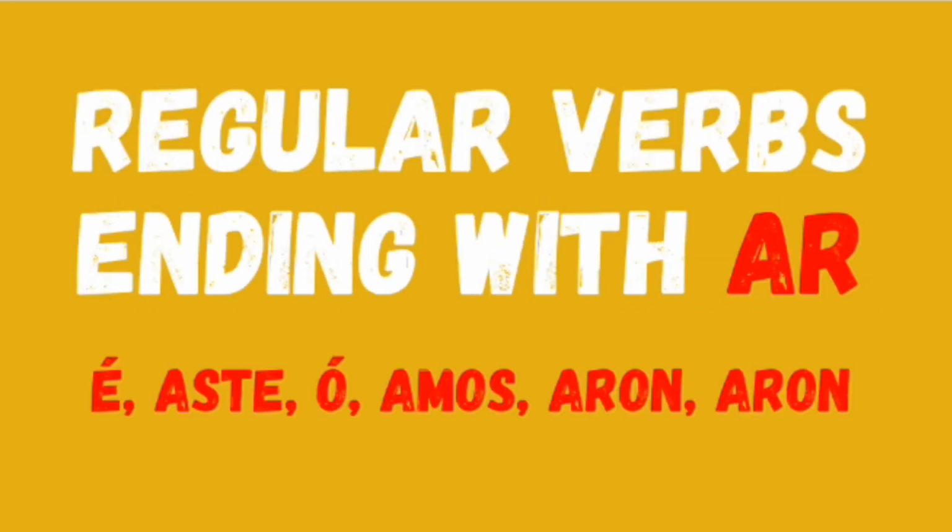First, we have regular verbs ending with AR. Remember, when we have regular verbs, that means that the root word is not going to change. So, if you have the personal pronoun I, which means yo in Spanish, the ending of your regular verb in the indefinite past is going to be the letter E with an accent, é, according to the personal pronoun yo.